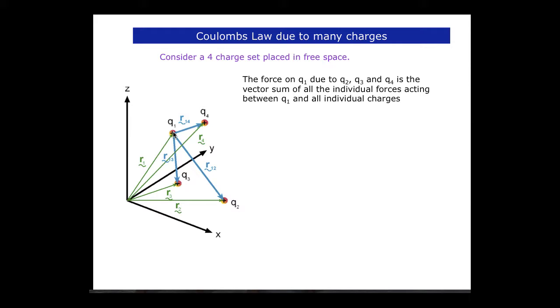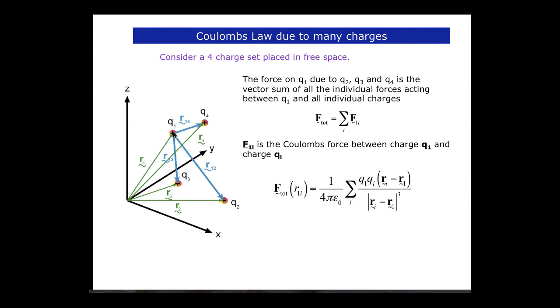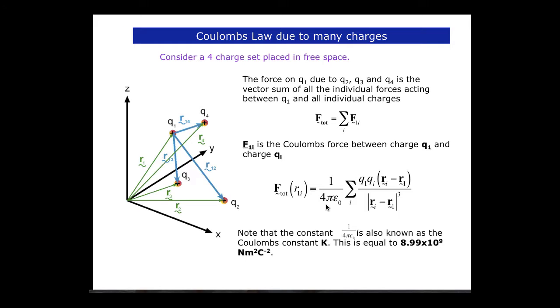The proportionality constant in the law is known as the Coulomb constant. Its value may depend on the particular units being used. In SI units its value is 8.99 times 10 to the power 9 newton meters squared over coulombs squared.